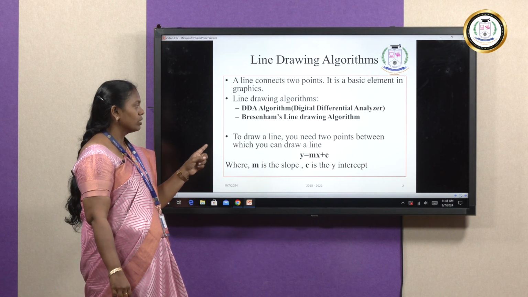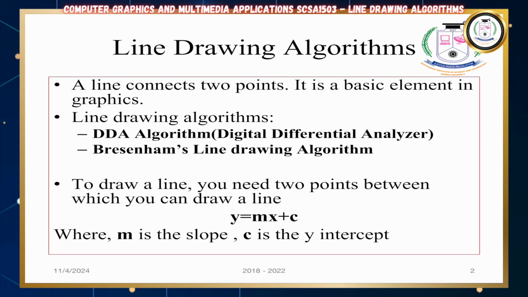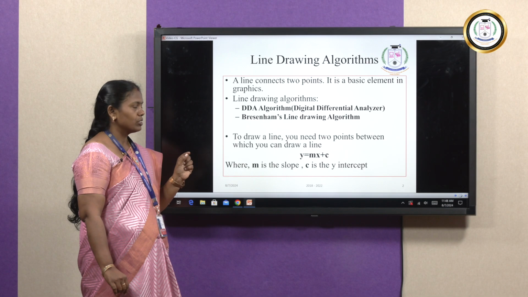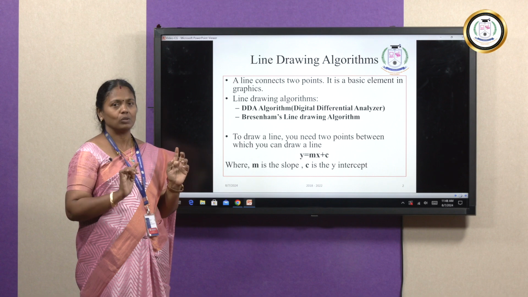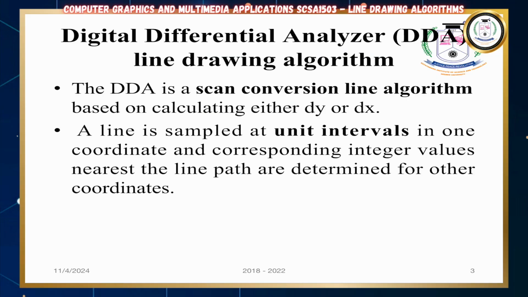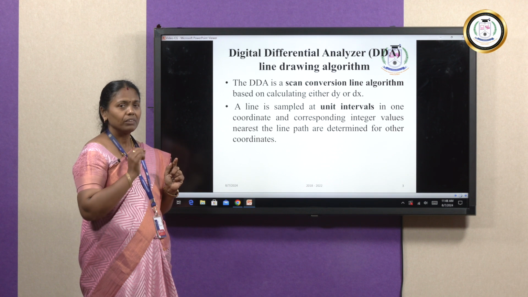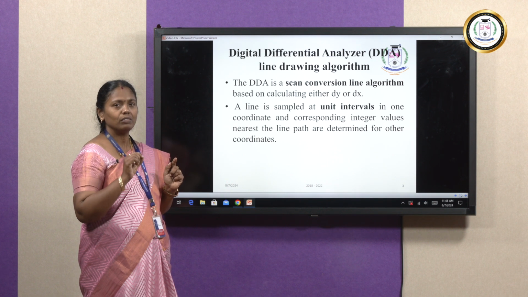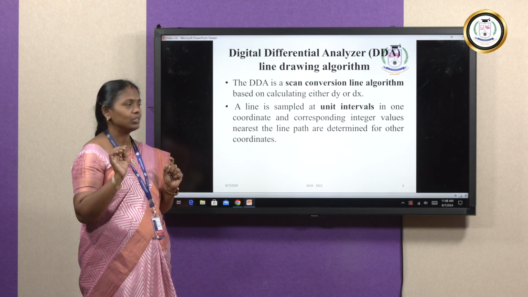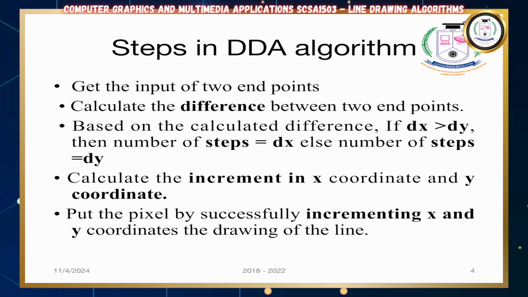Here the first equation is y equal to mx plus c. x and y are the coordinates, c is the intercept, and m is the slope of the particular line. In this first algorithm, DDA, it is a scan conversion line drawing algorithm. We have to take unit intervals between the starting point and ending point. Each and every unit interval point we have to find out, then complete the particular line. So we have to find out the nearest coordinates.